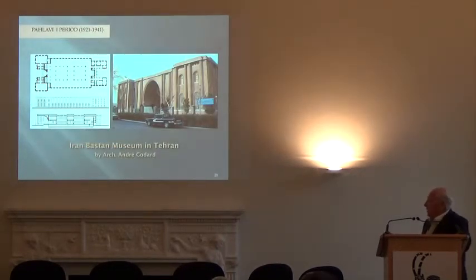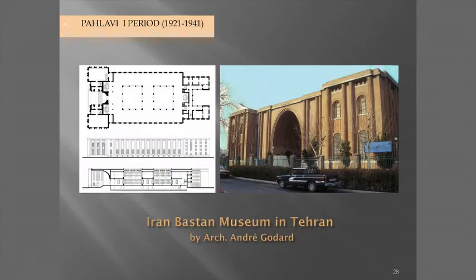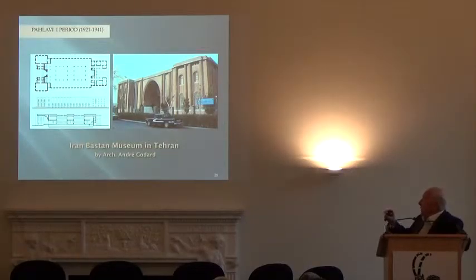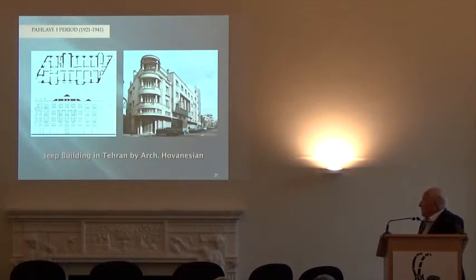The museum, as mentioned by Darush before, is influenced somehow by the Sassanid arch which was used before. But in details, there are some good details, especially working with brick. If you go and see these columns which are made of brick, it's very, very clever. And the whole building is also, I believe, an interesting building.